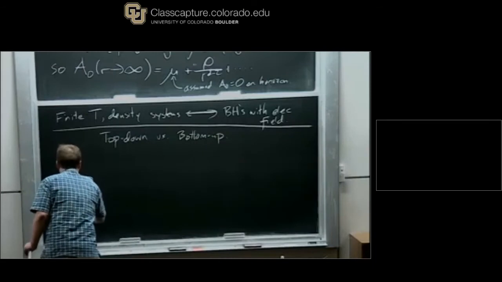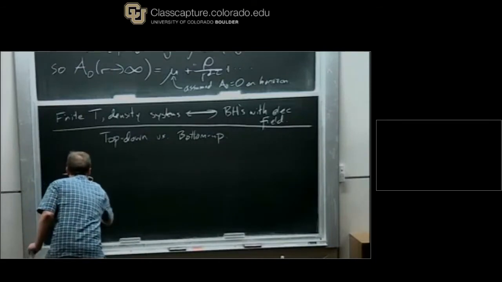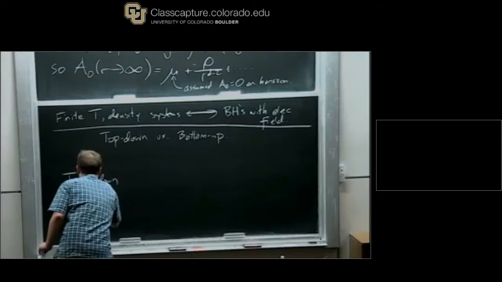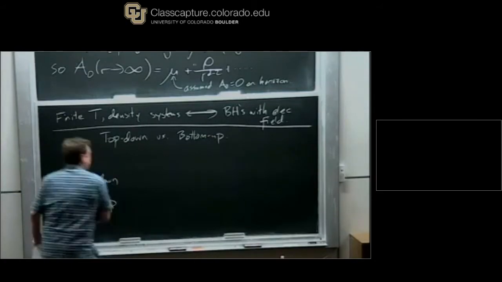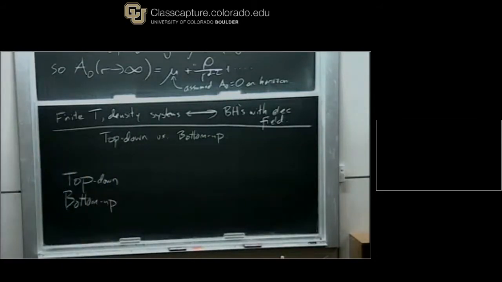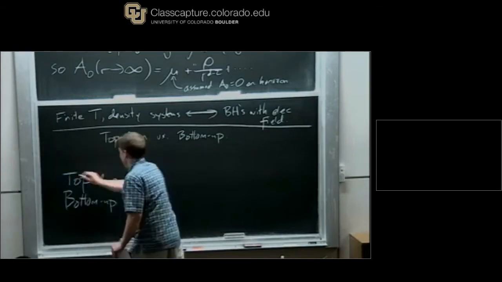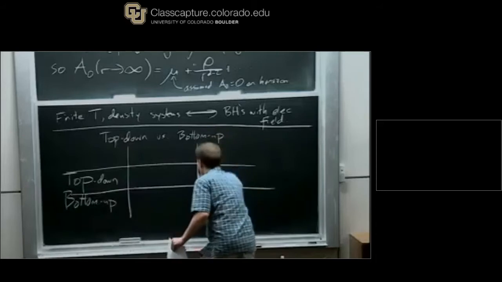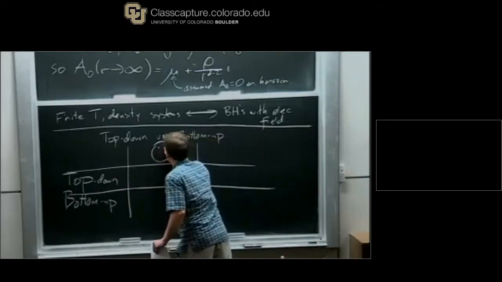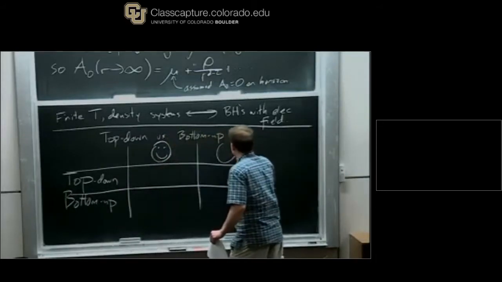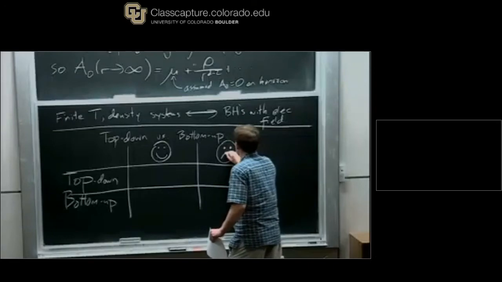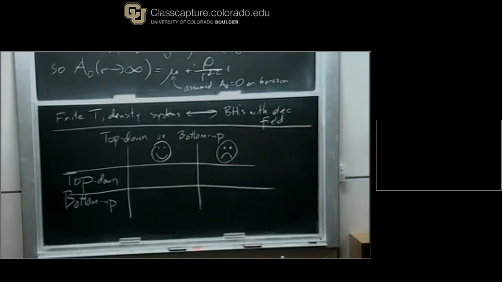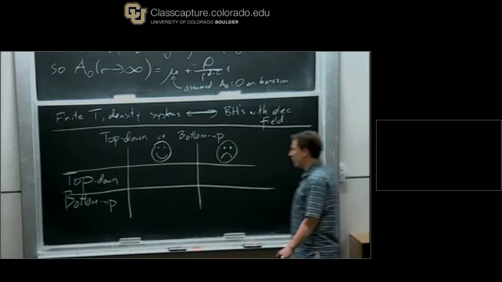Here's top-down. Here's bottom-up. And they both have their good points and their bad points. So let me make a little chart here. Here's the good points. And here's the bad points. So it's a balance. The good points of the top-down. OK, so first, what do I mean by top-down? And what do I mean by bottom-up?